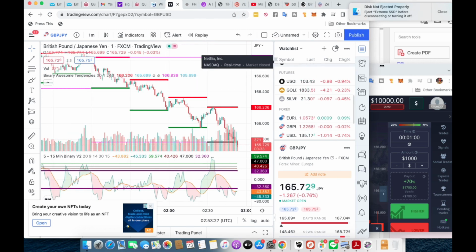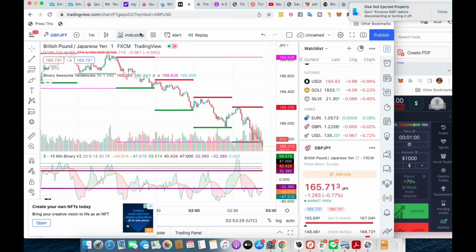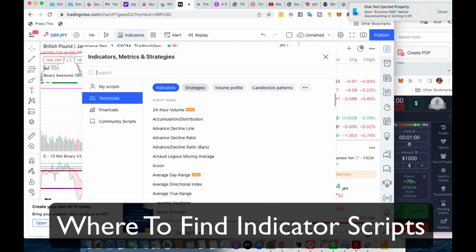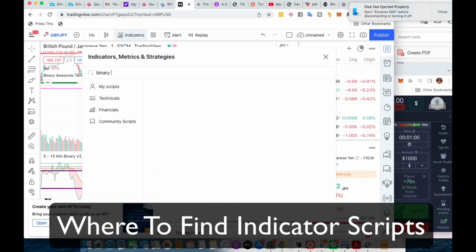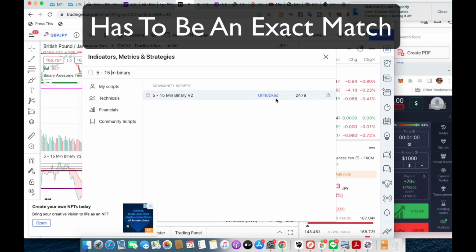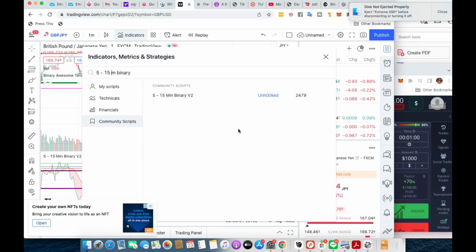If you cannot see it because I've put this side-by-side, expand the window a little bit, and then click on indicators, and if you go into community scripts, you can actually search for the same thing. It should be 5 to 15 minute binary. Okay, you gotta follow exactly as per this, and you see it's by the person called Unhooked. It will be in community scripts. It's one of the very popular indicators.